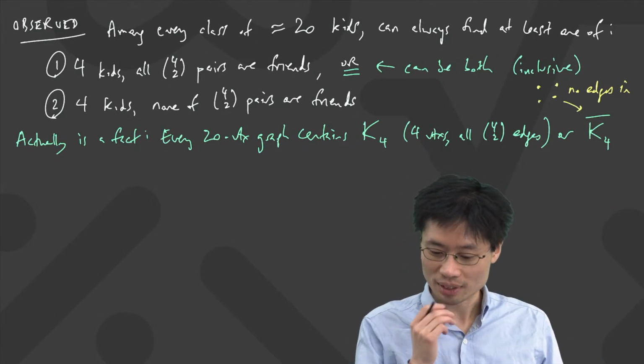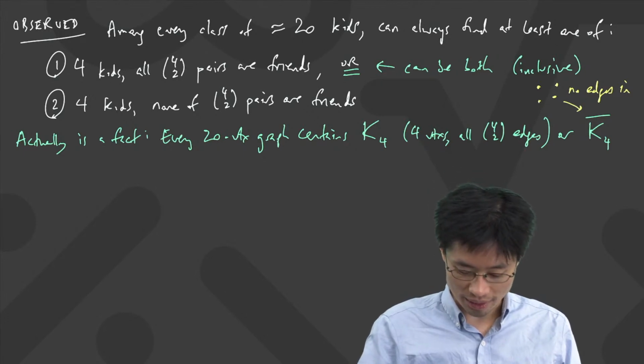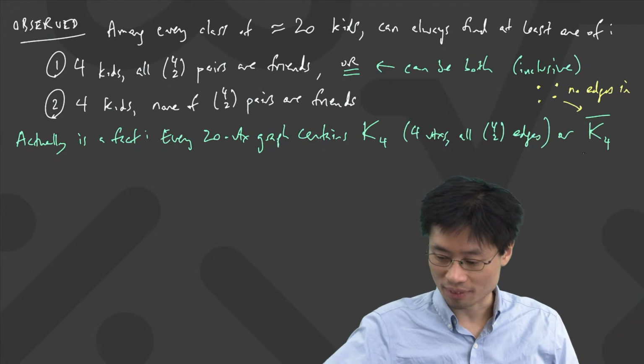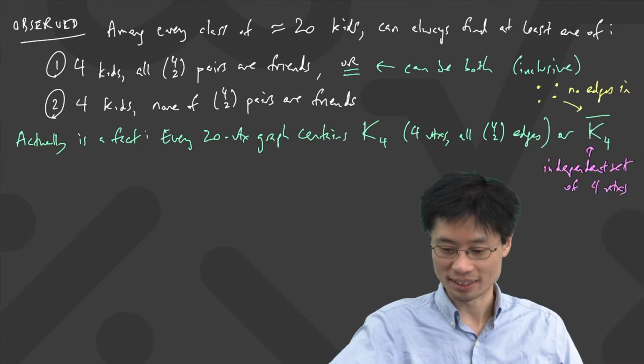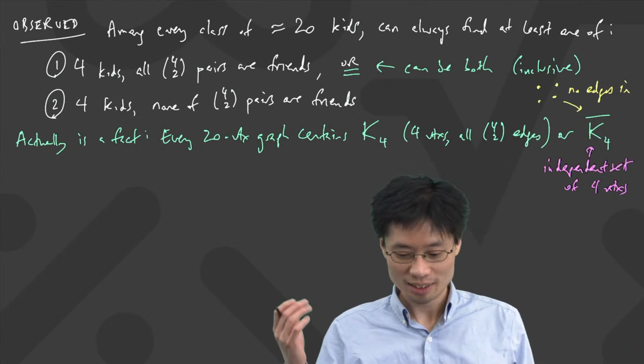So that's the situation: somehow you either contain a K4 or you contain the complement of K4. That is often called an independent set. So this thing up here is an independent set of size 4, of 4 vertices.